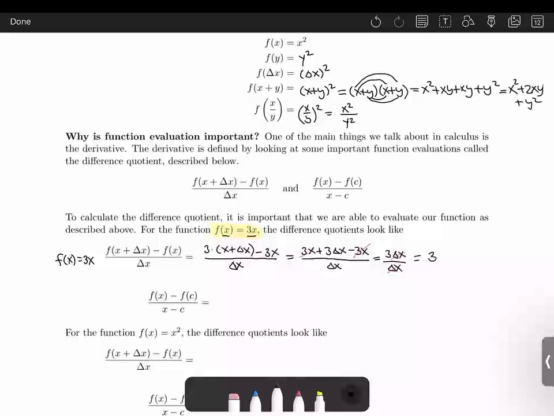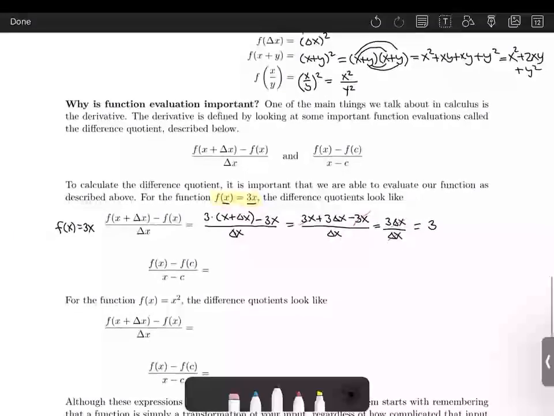So whenever we're calculating these difference quotients, we'll see time and time again that something similar will happen no matter what difference quotient we're calculating: we're going to have some cancellation in our numerator that will allow us to cancel out a delta x on the bottom. Next, we're going to look at that second form of the difference quotient. So we're going to look at f of x minus f of c over x minus c.